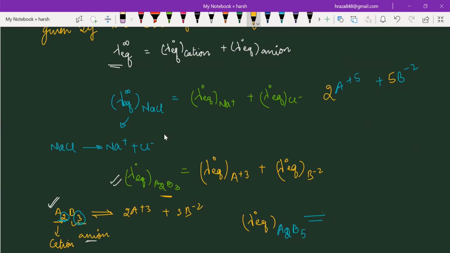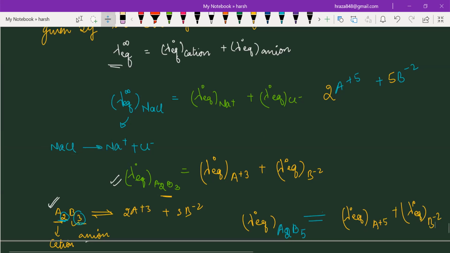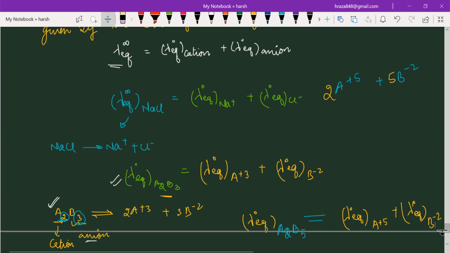Are you done with this? Yes, sir. So you have to write lambda equivalent for A plus 5 and then lambda equivalent for B minus 2. Yes or no? So this is only in terms of equivalent. Now we are going to talk about molar conductivity. Are you done with this? Yes, sir.